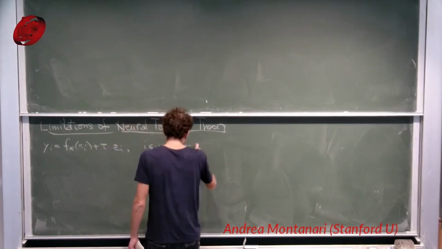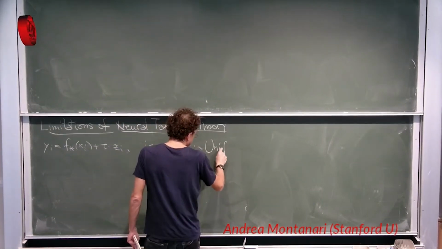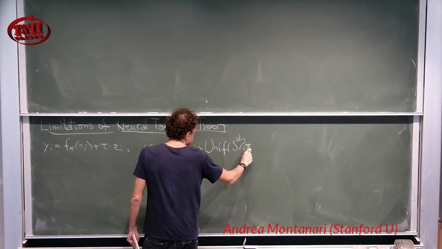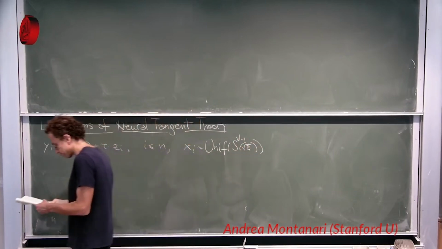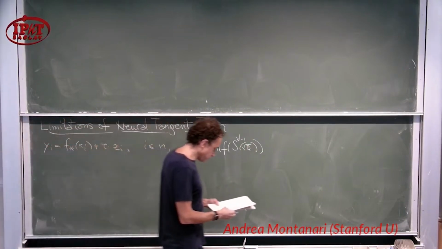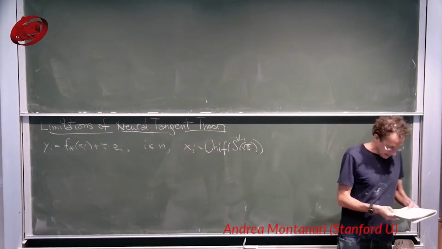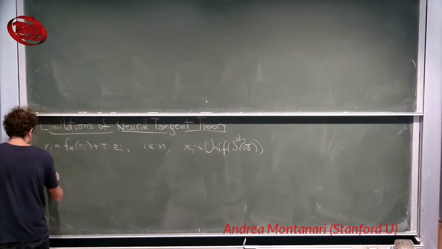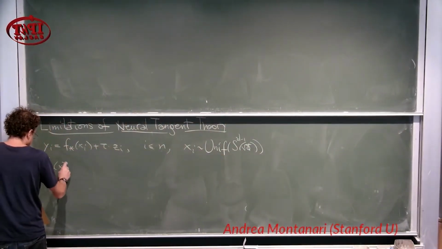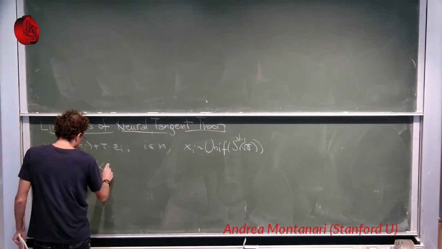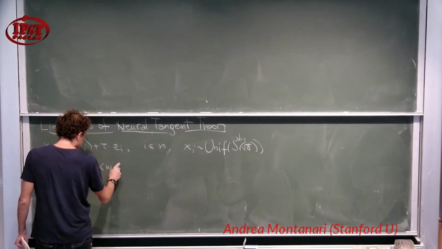Let's say that the values are uniform on the sphere. And let's say that we look at the case in which f star of x is a function of a one-dimensional projection of x.